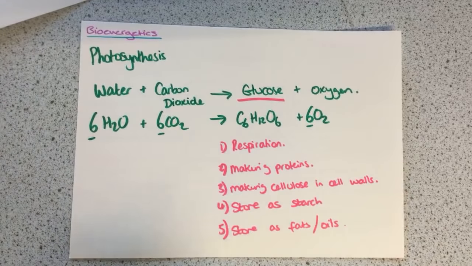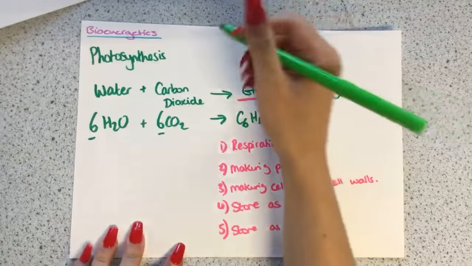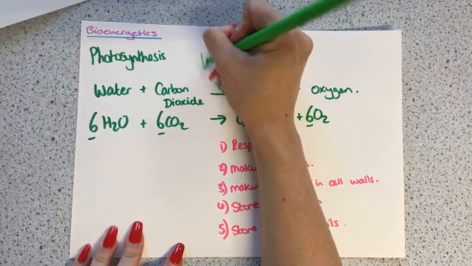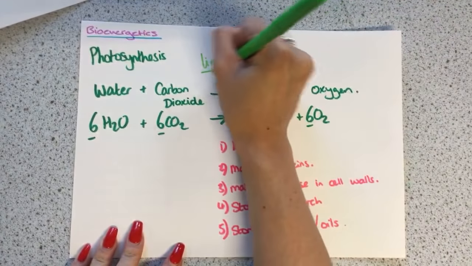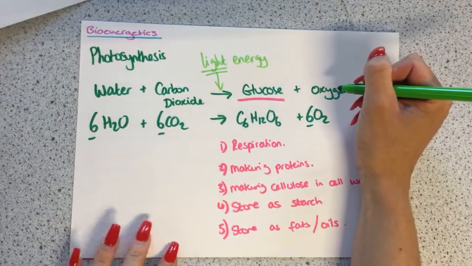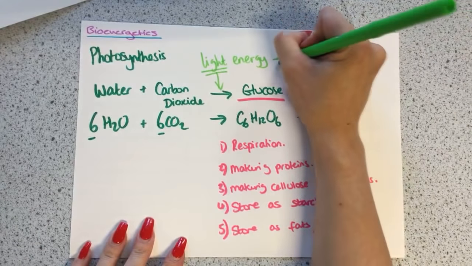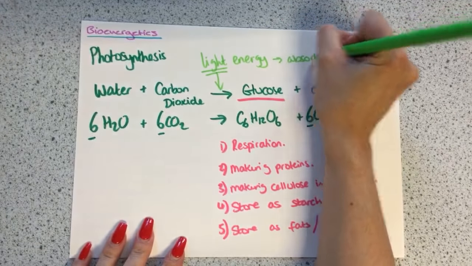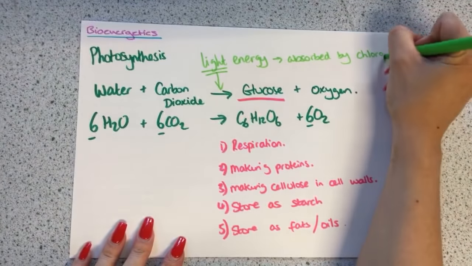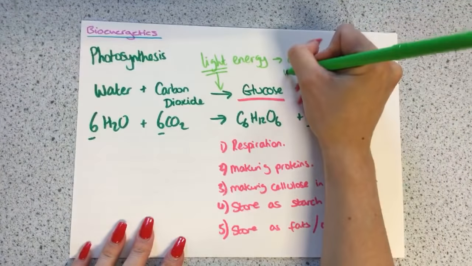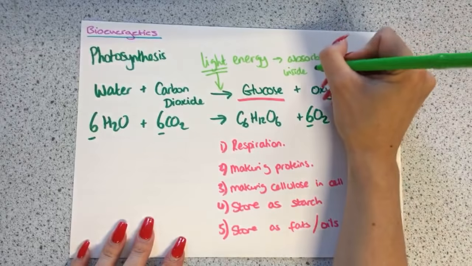Now, Miss Nerissa obviously mentioned this earlier to do with chloroplasts. So please remember, when you're talking about photosynthesis, in order for it to work, you also need light energy. And you must say the word light, you can't just say sun. So light energy, which is absorbed by chlorophyll inside the chloroplasts in the leaf.